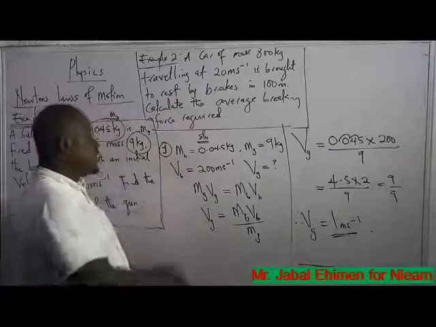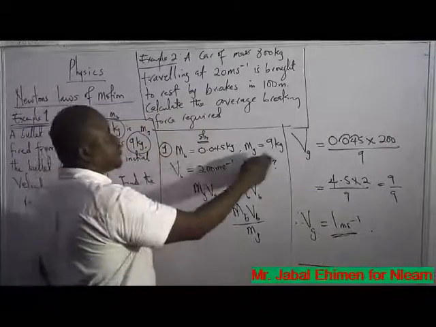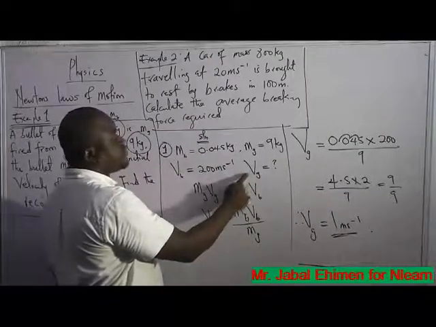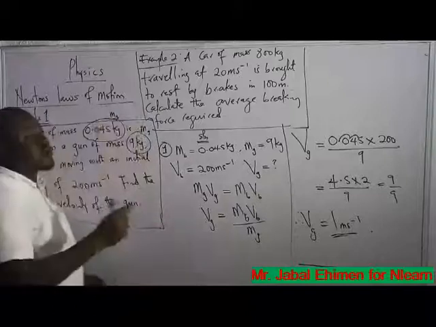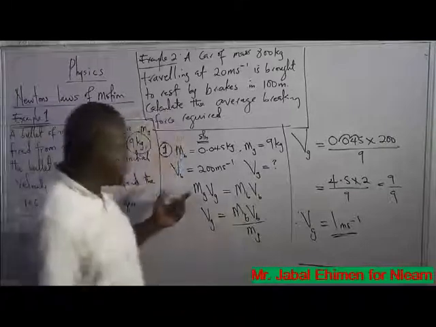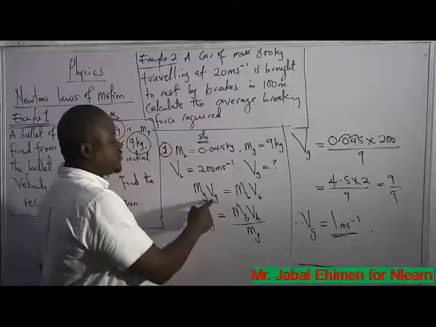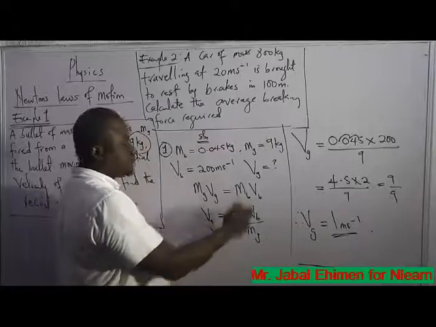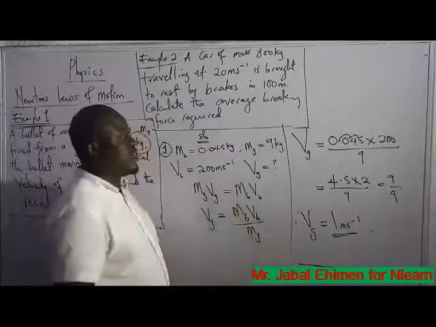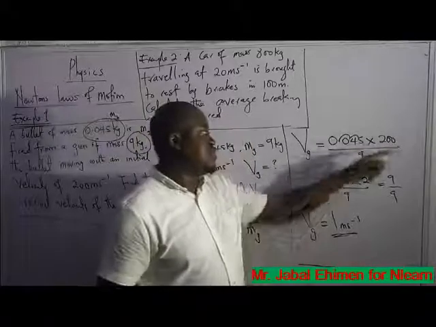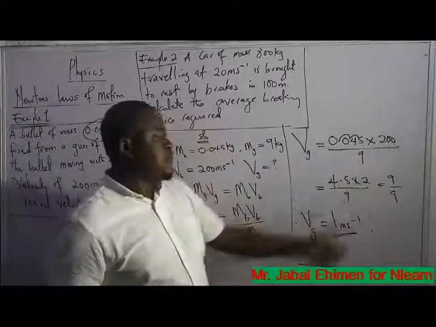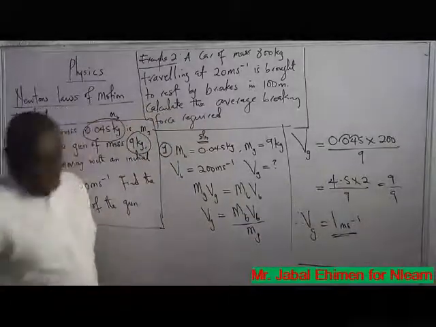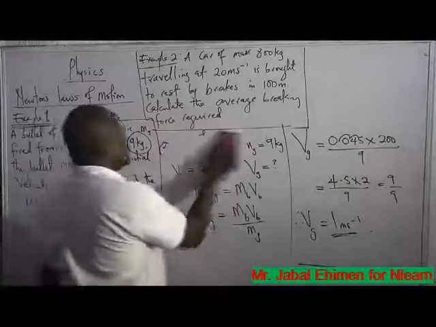Now, you can take it again. Mass of bullet is this. Mass of gun is this. Velocity of bullet is 200 meters per second. And the velocity of gun is what we need, which is also called the recoil velocity. So the formula remains: mass of gun times velocity of gun is mass of bullet times velocity of bullet. Velocity of gun is mass of bullet times velocity of bullet divided by mass of gun. And that gives us 0.045 times 200 over 9, and that will give you 1 meter per second. Good. Now we'll proceed to question 2.